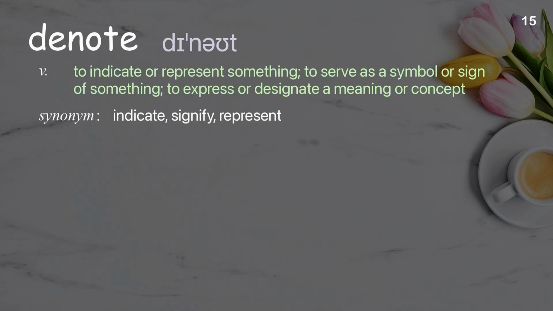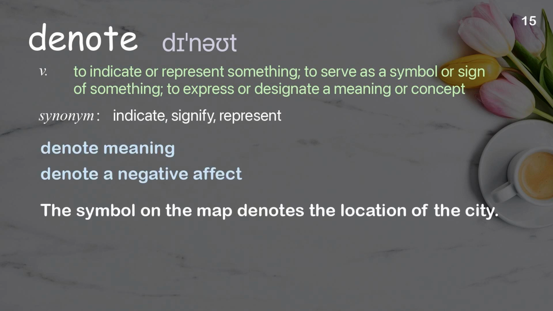Denote. To indicate or represent something. To serve as a symbol or sign of something. To express or designate a meaning or concept. Examples: Denote meaning. Denote a negative effect. The symbol on the map denotes the location of the city.